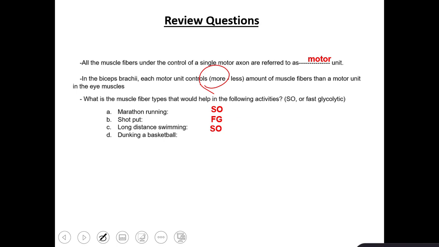Dunking a basketball. This is one action that needs a strong force. So here you need your fast glycolytic fibers.